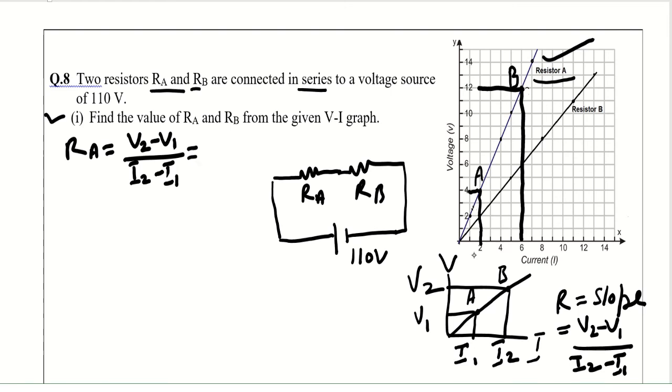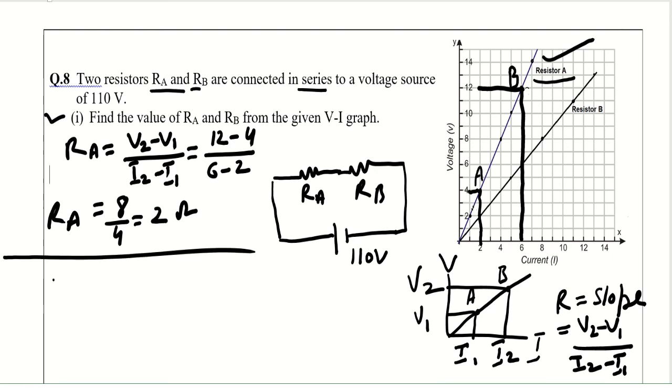So now the value of V2 is 12 volt minus 4 volt, and I2 is 6 ampere minus 2 ampere. So this is equal to 8 by 4, and this is equal to 2 ohm. So the value of RA is 2 ohm. In the same way, we can find the value of RB by using the slope.